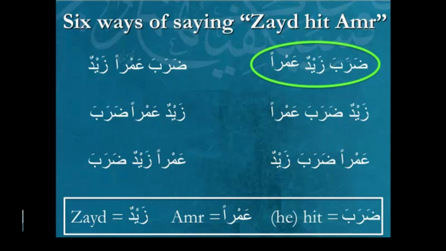If your audience already knows that the hitting happened, and they already know that Zayd is the one doing the hitting, and the only piece of information that you're giving to them is the fact that Amr was the one that was hit, then you would use this one, the one that's circled in yellow. And here's the precise translation for the one that's circled in yellow. It was Amr that Zayd hit.